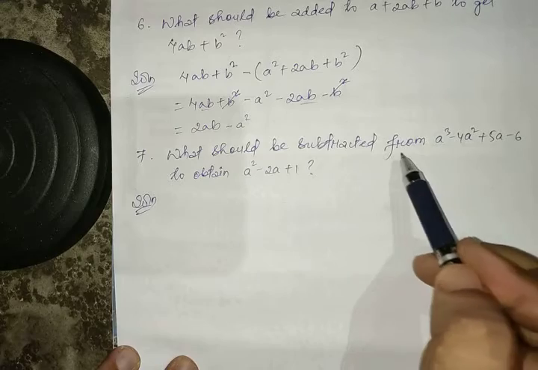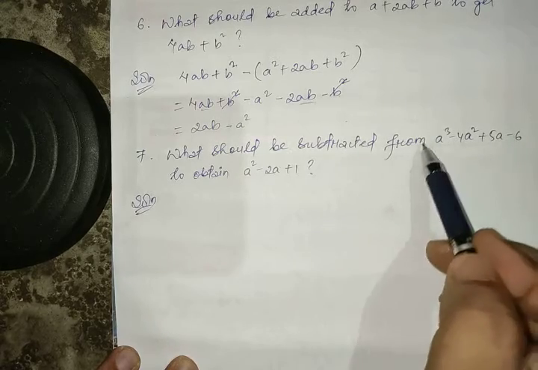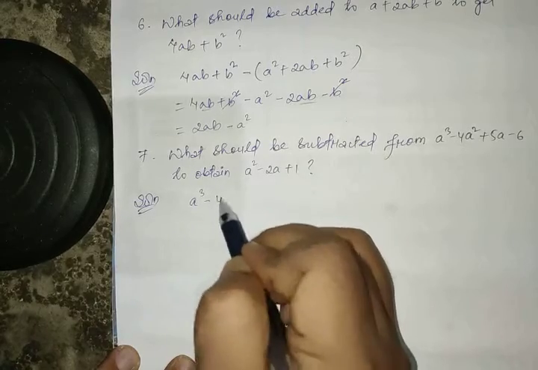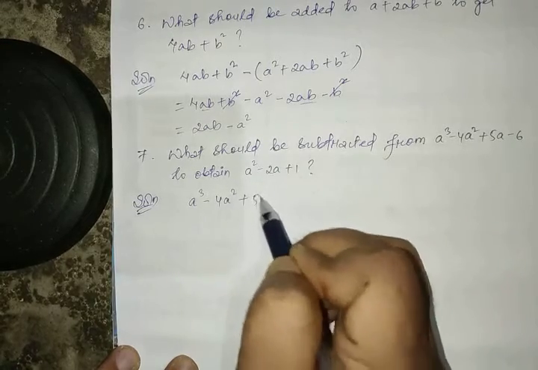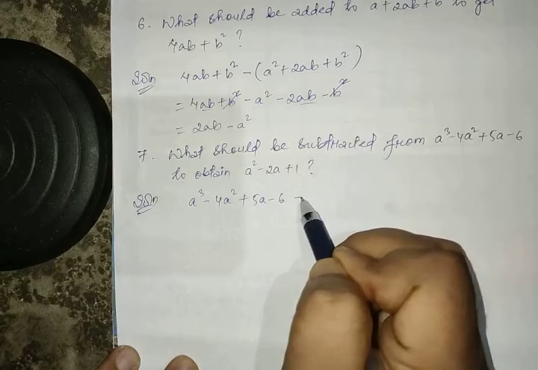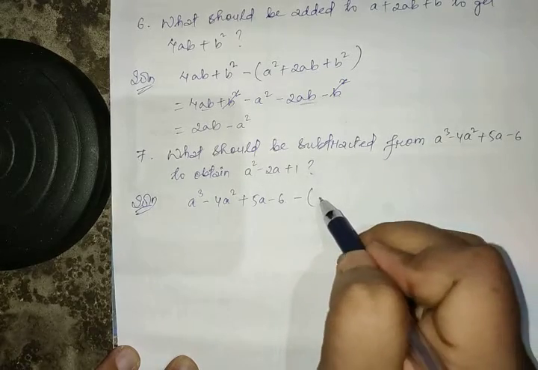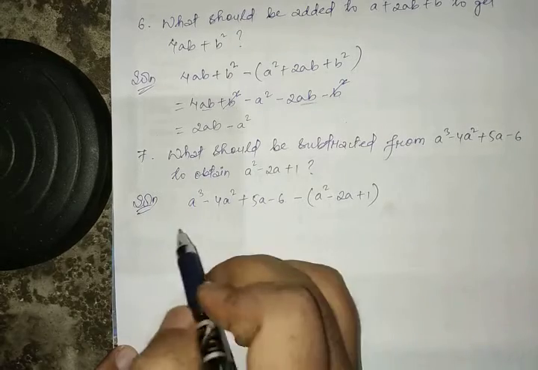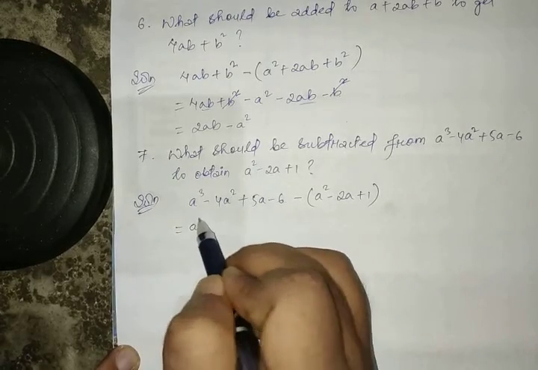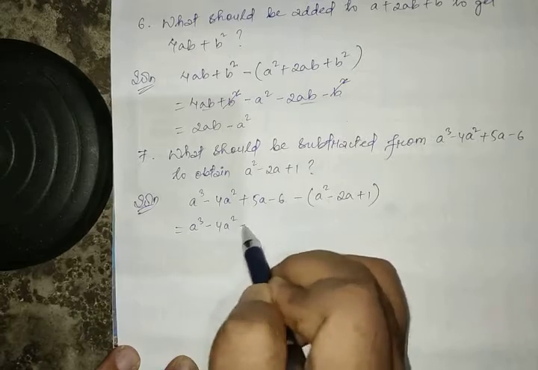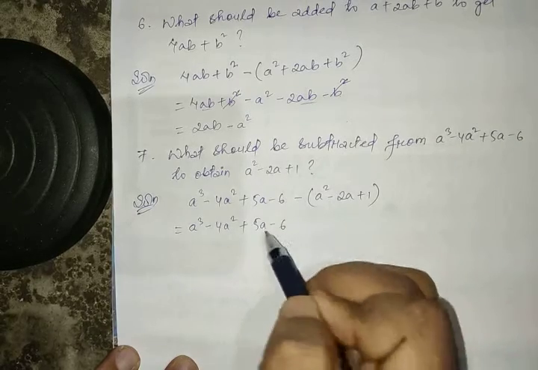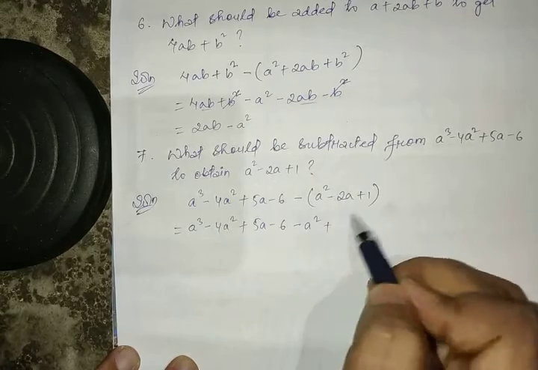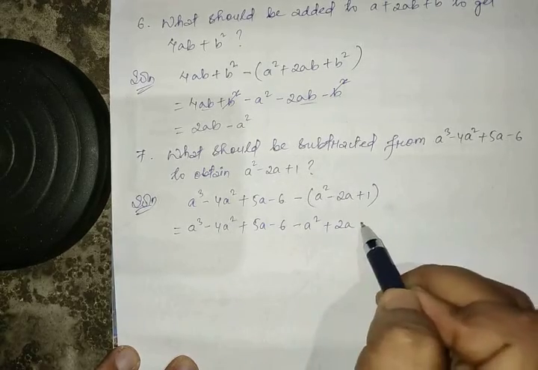So as I have already said, you have to write this expression first. So a cube minus 4a square plus 5a minus 6 minus then the second expression, a square minus 2a plus 1. Now let us solve this. A cube minus 4a square plus 5a minus 6, then minus plus is minus, a square, minus minus plus 2a, and then minus plus is minus 1.